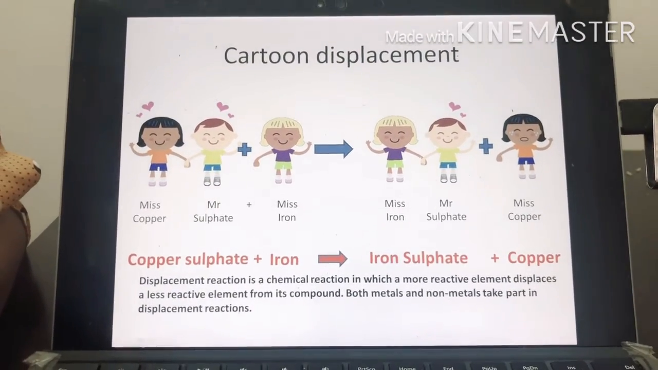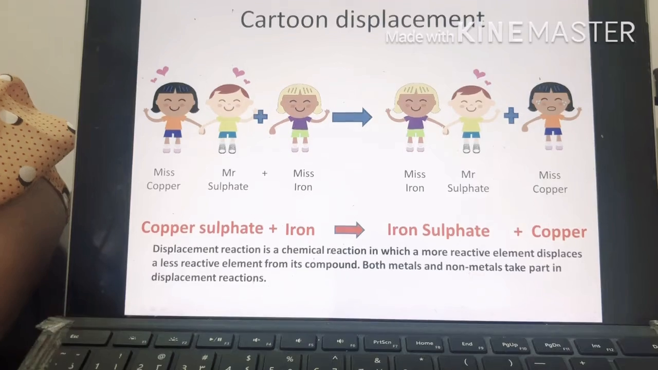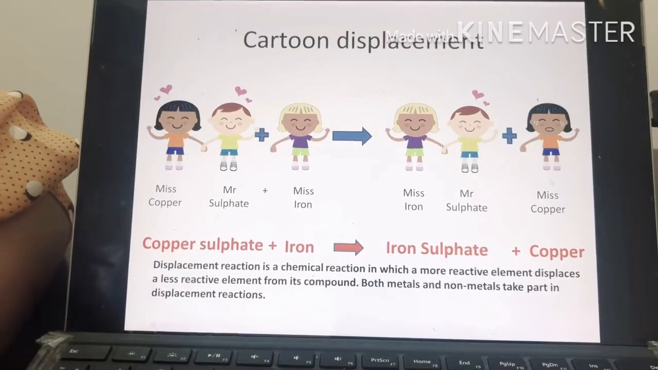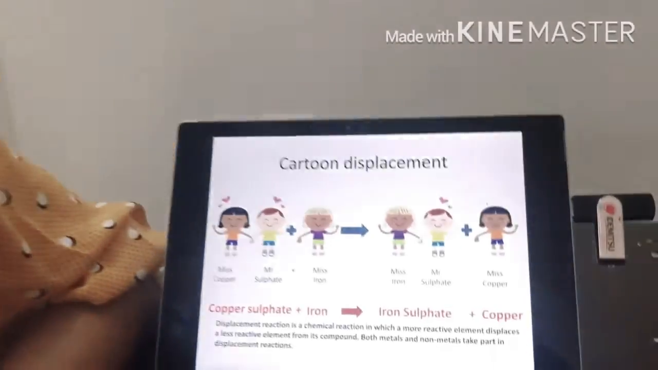So if I would say in this reaction what is happening, we have taken a copper sulfate solution and you have added iron nail to that. Then what is the product formed there? Iron sulfate, leaving the copper behind. So what is happening here? The iron is displacing copper. That is what we say displacement reaction, or in other words, it's a reaction in which a more reactive metal or element displaces a less reactive metal or element, which I have shown you here in the cartoon.